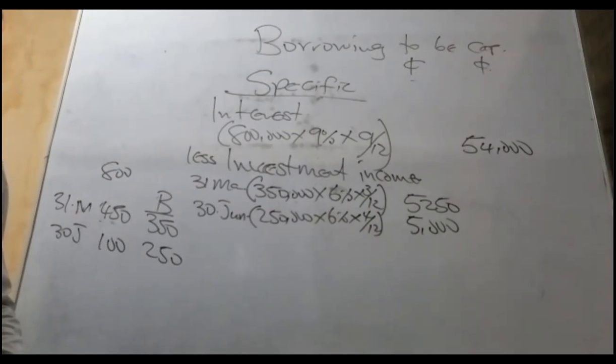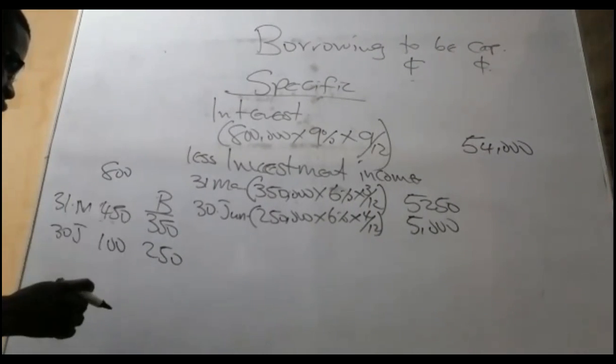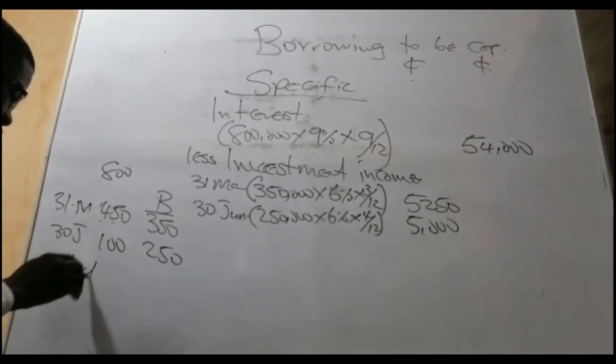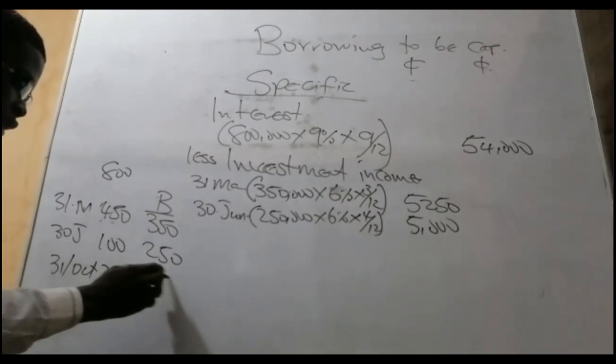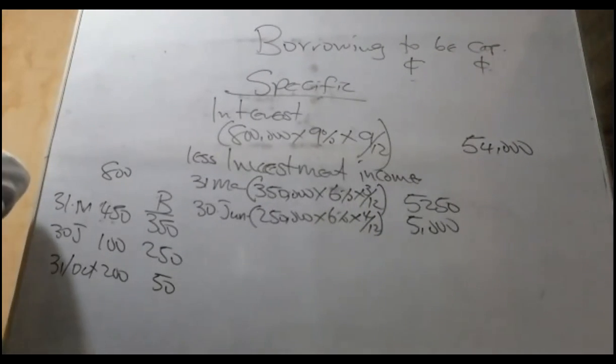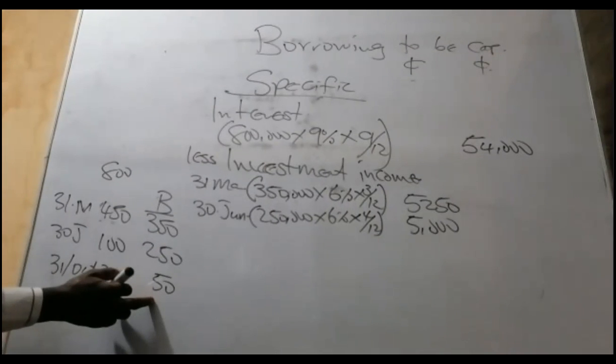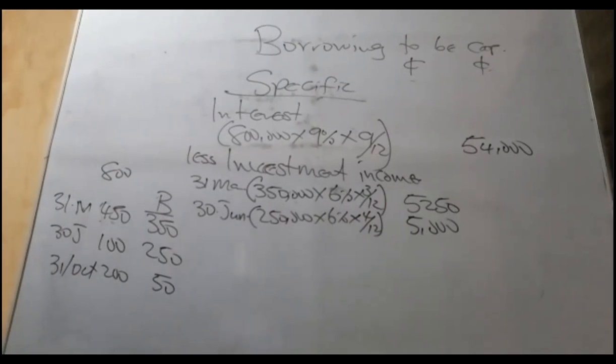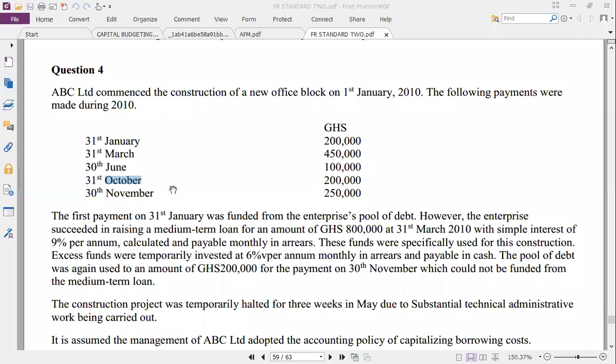That is, so it means that when they took the 200,000 on 31st October, what was left was 50,000. That's the balance. And this 50,000, which is the balance, also ran until the next withdrawal. So let's see the next withdrawal from the question. The next withdrawal occurred on what? 30th November.